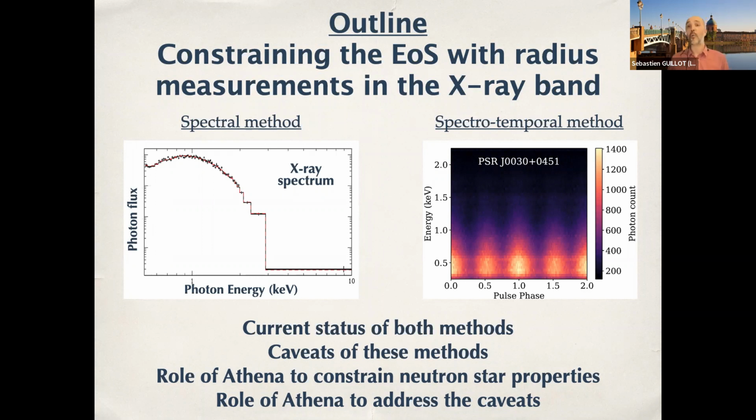So how well can the neutron star radius be measured with Athena using those two methods? And also I'll talk a little bit about how Athena can address the caveats that those two methods have. So let me start with the first one.